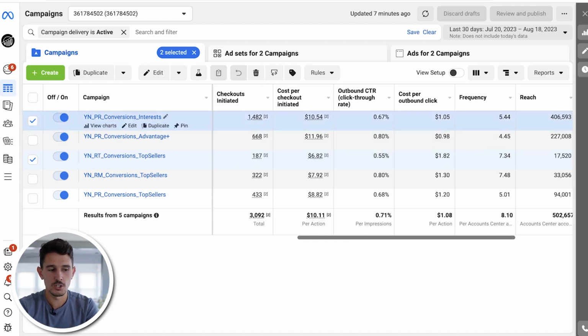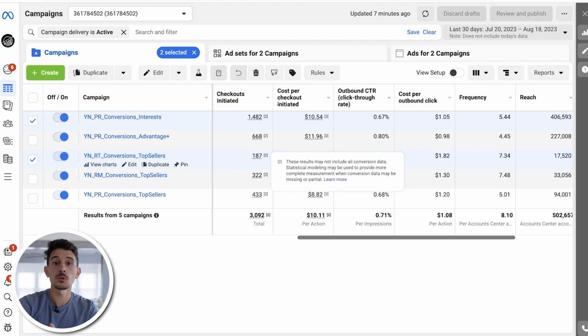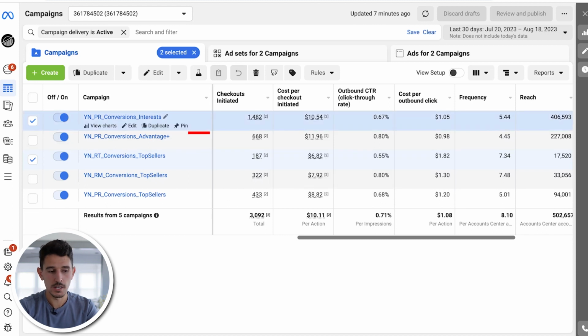When I look at the initiate checkout of these two campaigns, right off the bat, I'm going to be able to tell you that this RT campaign is going to perform better from a purchase perspective. It's going to drive more revenue for the business than the top campaign we have here because it's cheaper to get someone to initiate a checkout.